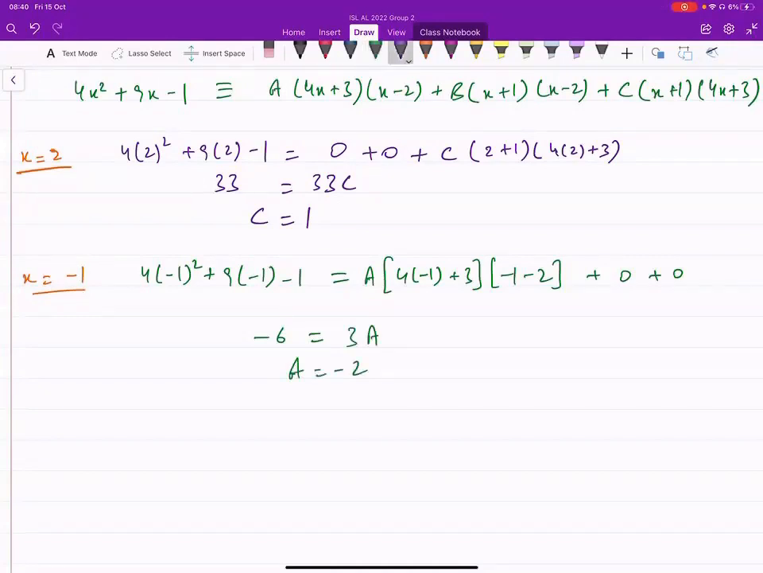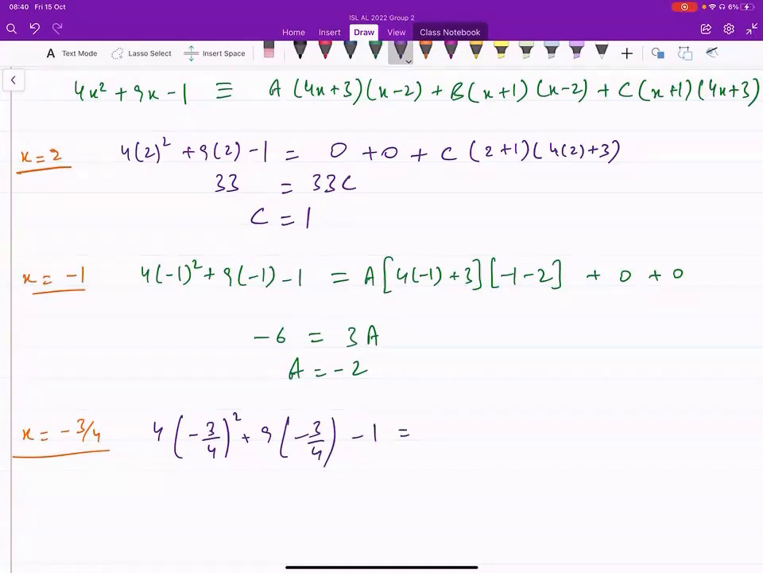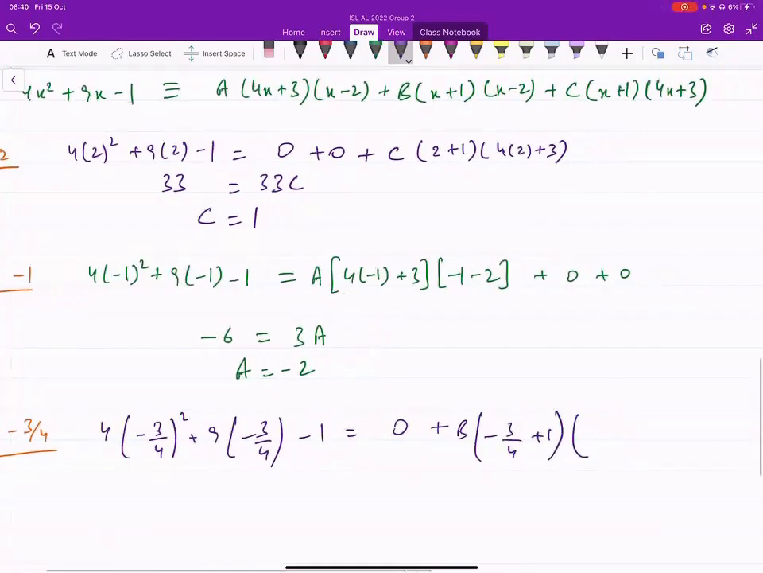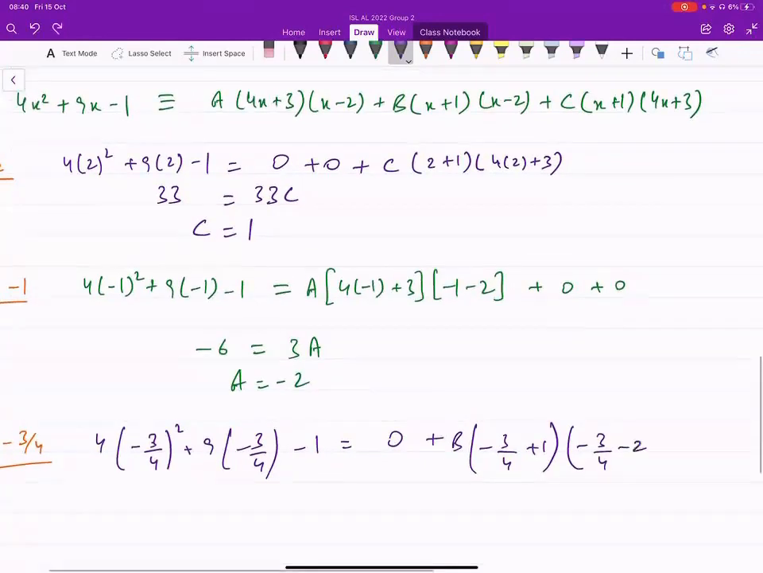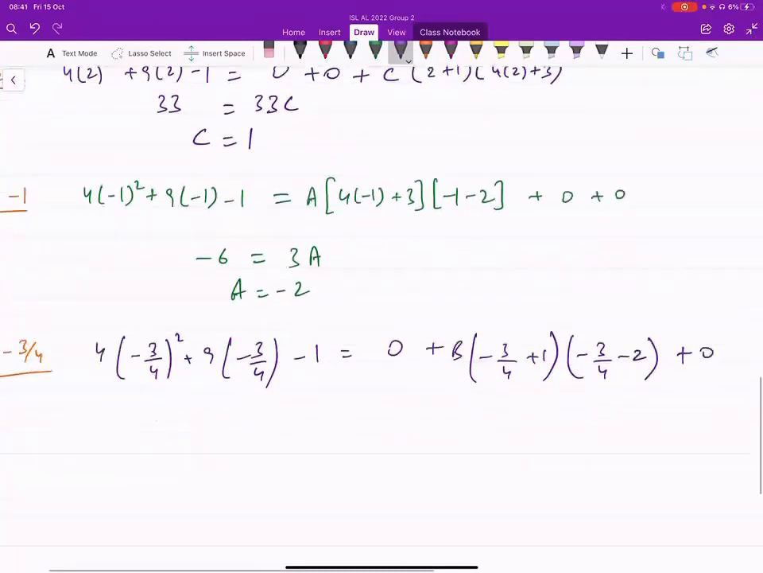Then we put another value of x, -3/4. उससे क्या मिलता है हमें? We get 4 into -3/4 whole squared plus 9 into -3/4 minus 1, that equals 0 plus b into -3/4 plus 1 into -3/4 minus 2 plus 0. ठीक है, now we simplify this.